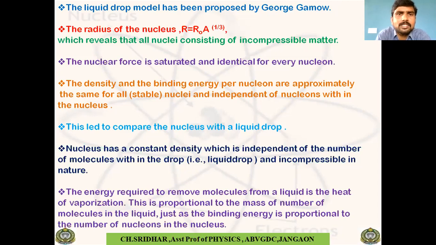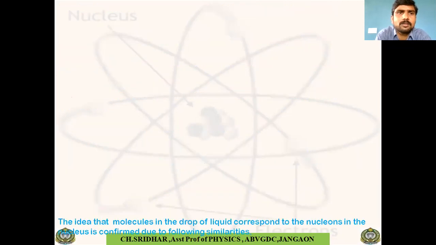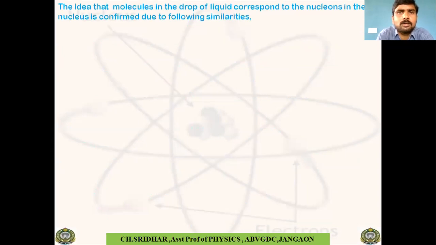And the second similarity is the energy required to remove molecules from a liquid is the heat of vaporization. So when you consider a liquid drop model, the energy required to remove one molecule is called the heat of vaporization, and this is proportional to the mass number of the molecules in the liquid, just as the binding energy is proportional to the number of nucleons in the nucleus. So this is the second similarity between the nucleus and a liquid drop, and this led to proposing a liquid drop model for the nucleus.